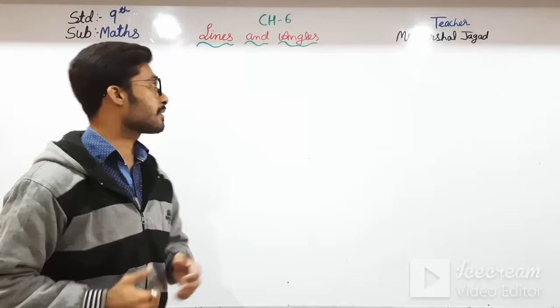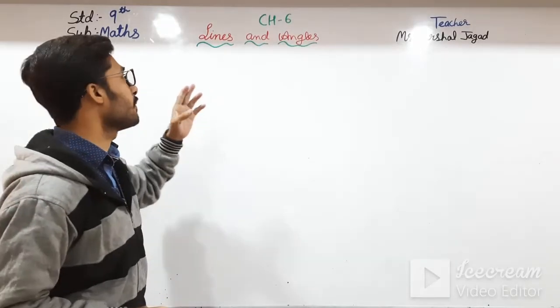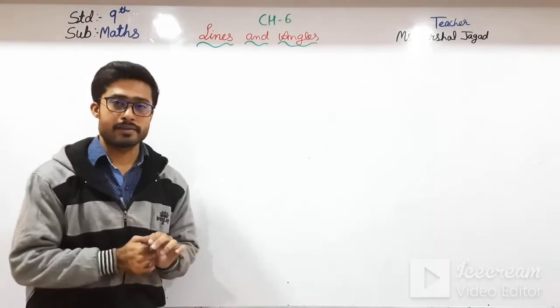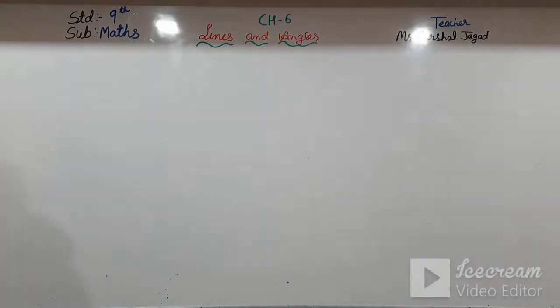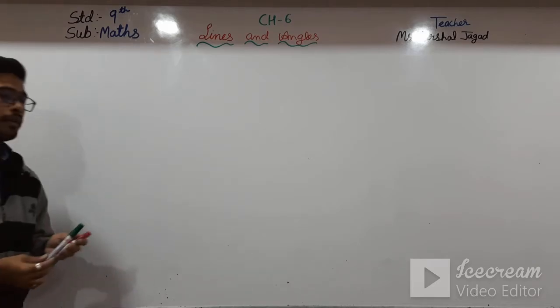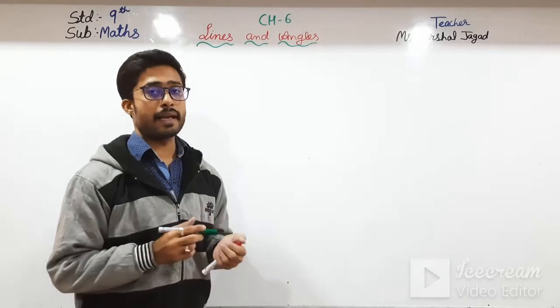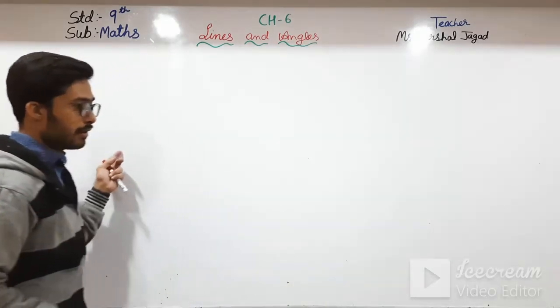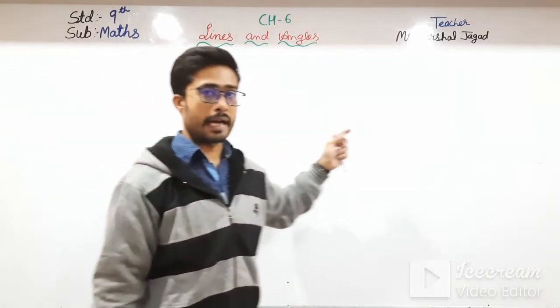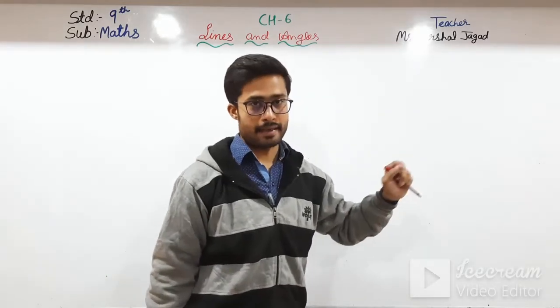In the previous video we have just started the new chapter, that was chapter number 6, Lines and Angles. In that we have studied about the lines and now we will study about the angles. First of all we would like to study some angles. We have studied acute angle, obtuse angle, right angle and reflex angle.